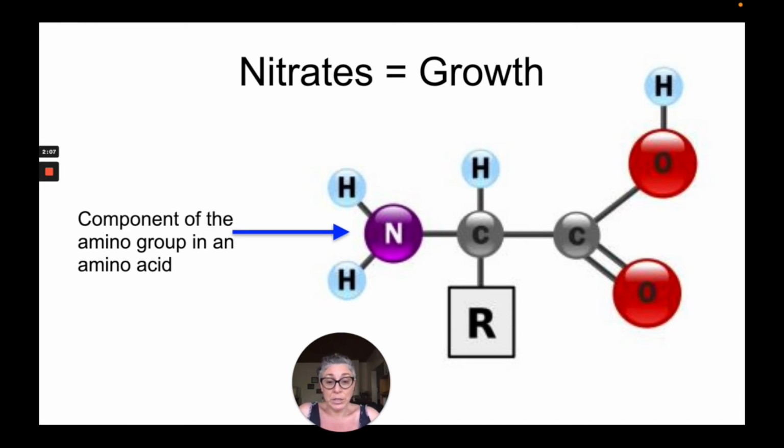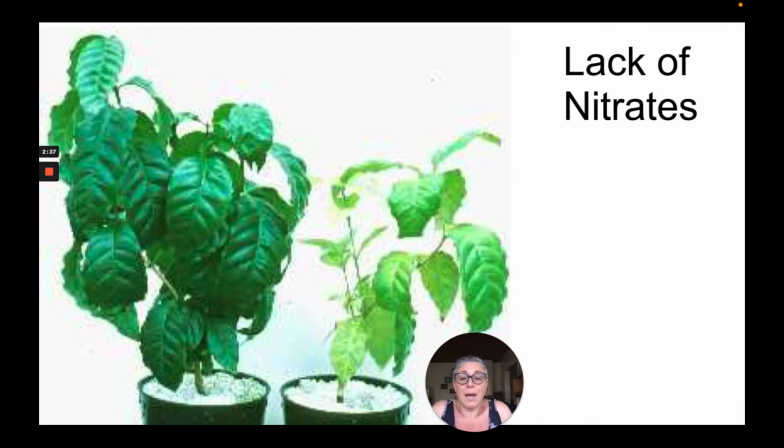So the nitrate ion is vitally important because nitrogen in the nitrate ion becomes this nitrogen atom in the amino acid. And so without that, you would not have an amino acid. So let's talk about what happens when a plant does not have these nitrates. What's going to happen as the plant struggles to grow? Because remember, nitrate ions are important for the growth of plants.